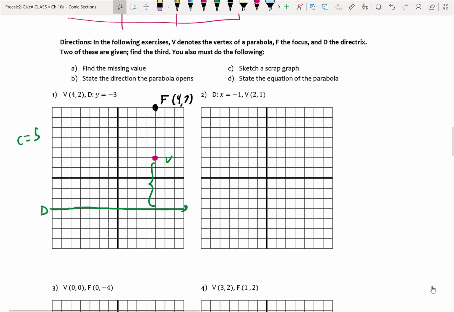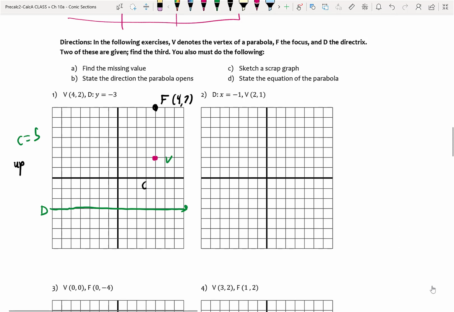Finally, it says state the direction the parabola opens. This one opens up because it would have to look like this. We're going to sketch a graph. I want this graph to be good enough to have a single other point. So what I'm going to do, I know that these points right here are separated from each other by c. The focus is c units away from the vertex, and the vertex is c units away from the directrix. I'm going to look for points that are actually 2c away.